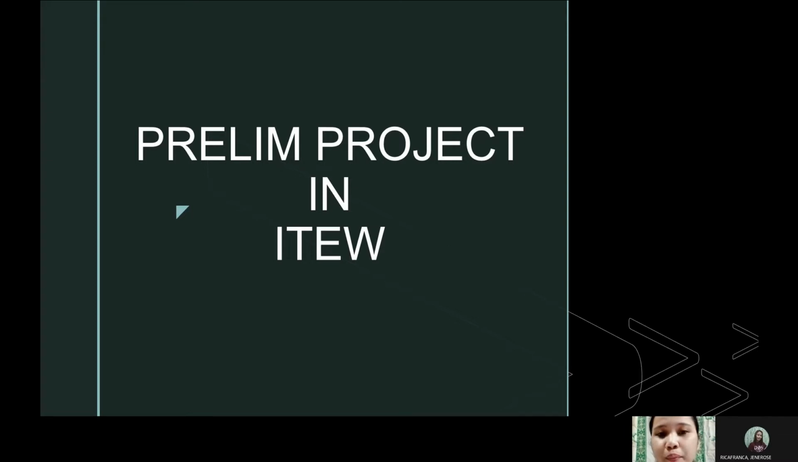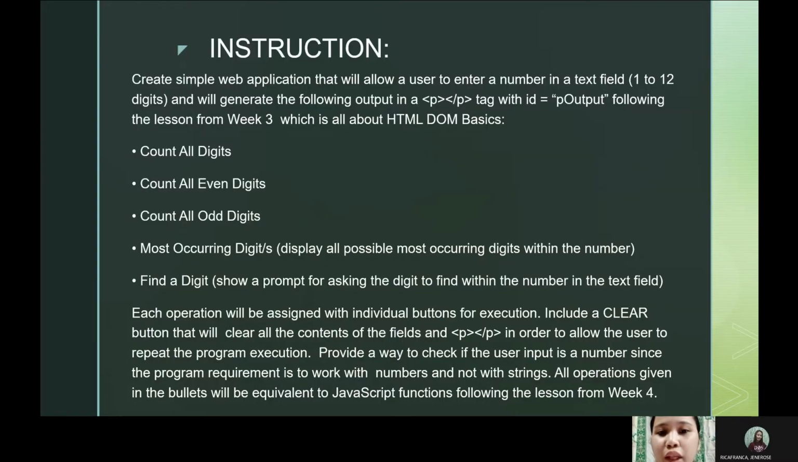So, the instruction of our project is to create a simple web application that will allow a user to enter a number in a text field and will generate the following output in a p tag. A p tag is an HTML element that represents a paragraph. And the p tag with ID p output follows the lesson from week 3, which is all about HTML DOM basics. DOM stands for Document Object Model.